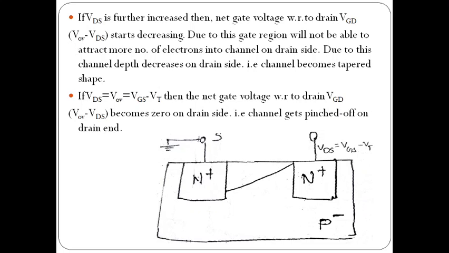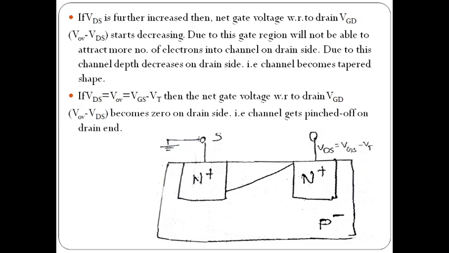When we are increasing the VDS value, then what happens? The net gate voltage with respect to drain, gate to drain VGD, is equal to the overdrive voltage minus VDS. Yes, it starts decreasing. So due to this, the gate region will not be able to attract more electrons into the channel at the drain side.